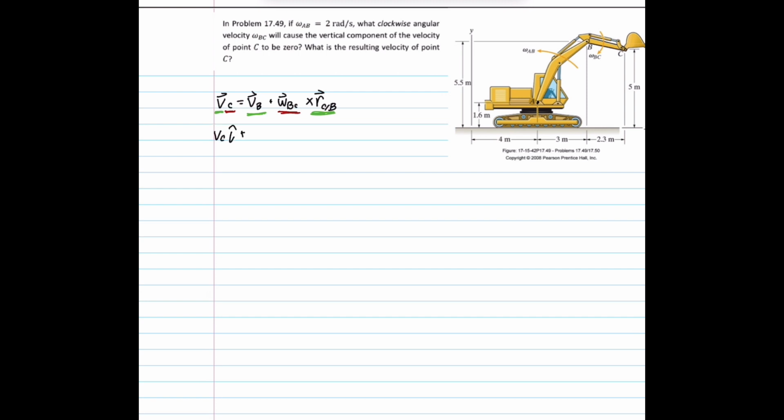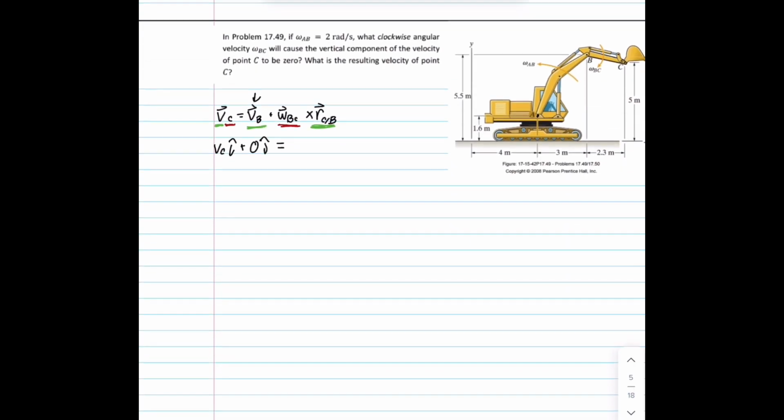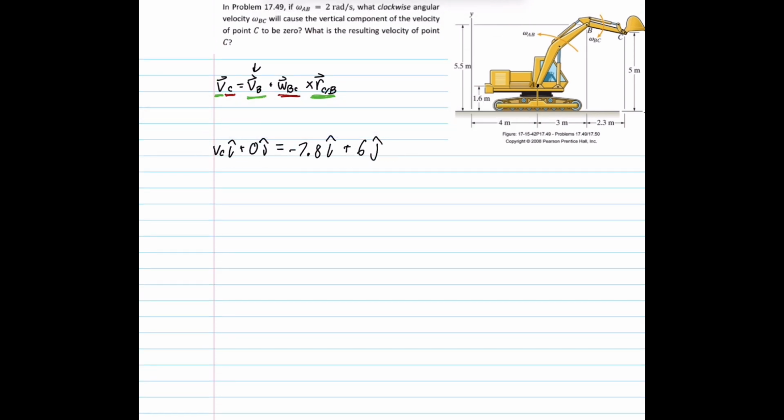So the velocity of C in the i hat component plus the velocity of C in the j hat component, which we know to be 0. And then we know that the velocity of point B from the previous problem is this. And then we'll just keep the angular velocity as a symbol and make sure we put the negative sign there because it's clockwise. And then we're crossing it with the position vector from B to C.